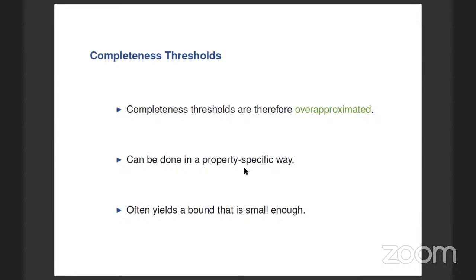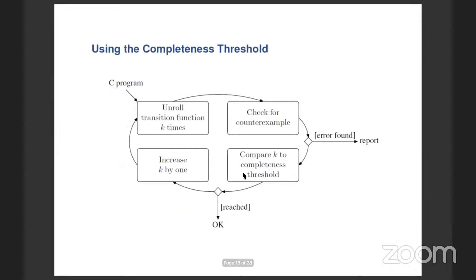So the challenge is to come up with bounds that are small enough, even if not precise or the tightest. And if you're able to find that bound for a particular property or any model that you're checking, then you can use this kind of a flow chart. This is just an enhancement of the thing.